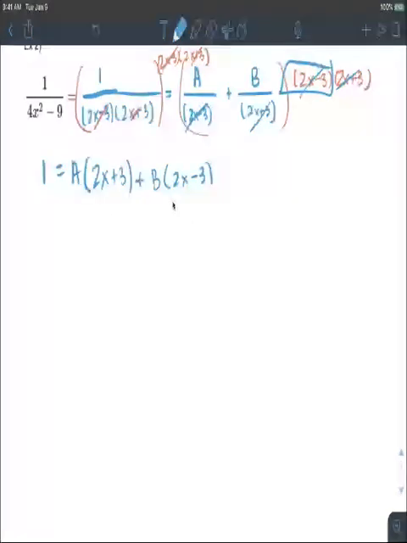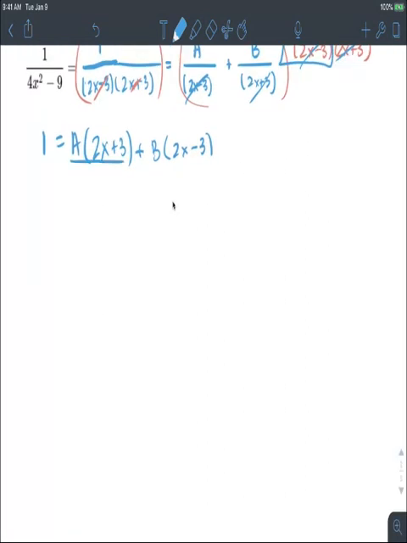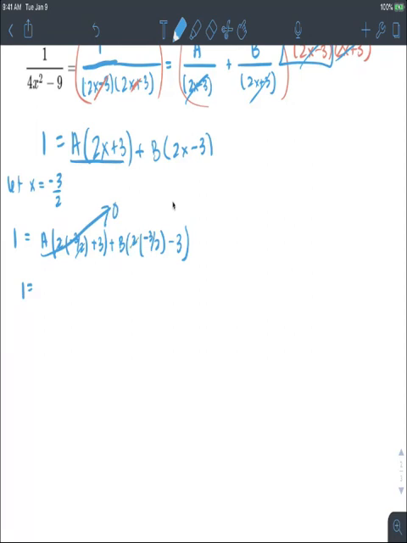All right, now we have to do our lets. What value for x do I plug in to cancel this out? I'm going to let x equal -3/2. So 1 is equal to a times 2 times -3/2 plus 3, plus b times 2 times -3/2 minus 3. So those cancel. 2 divided by 2 is 1, and then -3 plus 3 is 0. So that whole thing goes to 0. So I get 1 is equal to, those cancel, negative 3 minus 3 is negative 6. So b is equal to negative 1/6.